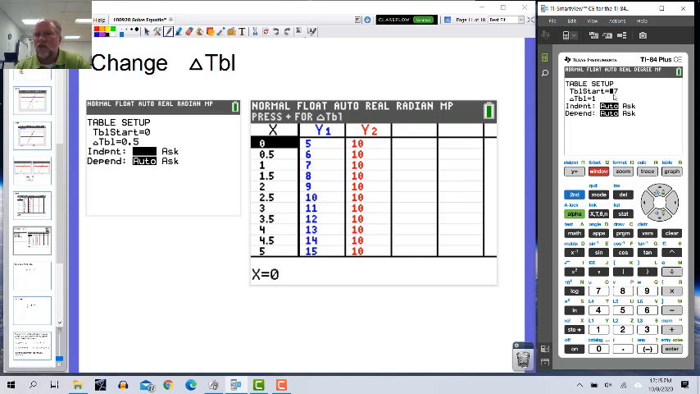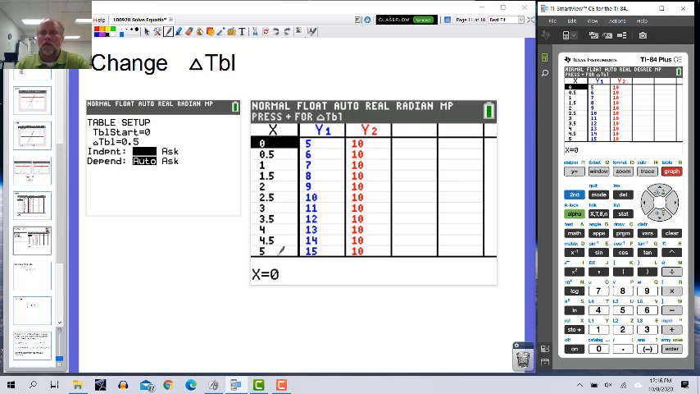Notice it says table start. I want you to put a 0 there. And then right here where it says delta table, which means the change in your table, I want you to change it. We're going to hit the down arrow. I want you to change it to 0.5. Now you'll notice whenever I go back to table, second, graph, it's now counting by 1/2. We need that in order to be able to figure out the answer.